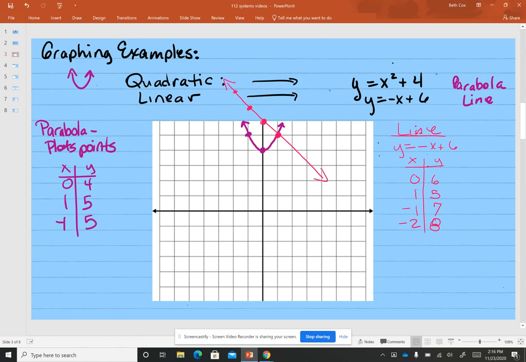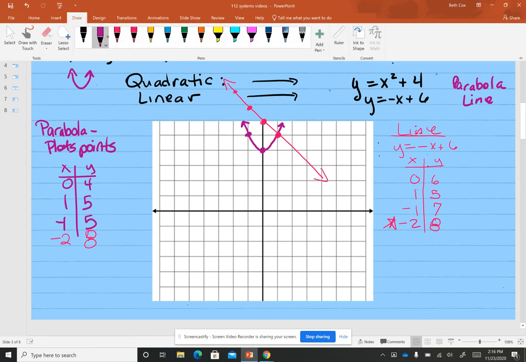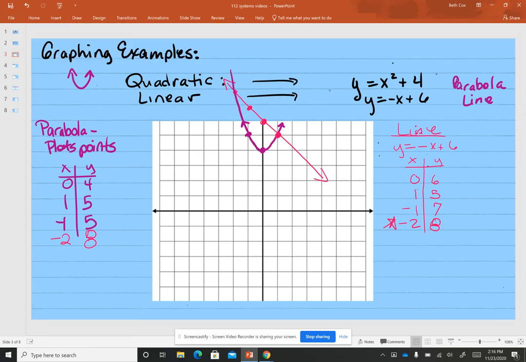Something like that. And my parabola, I also have some points in my parabola that I didn't put in here. What if I had this one right here? -2 in my parabola, I'm going to get 8. So, sorry I didn't get that one in there. So there's my parabola.